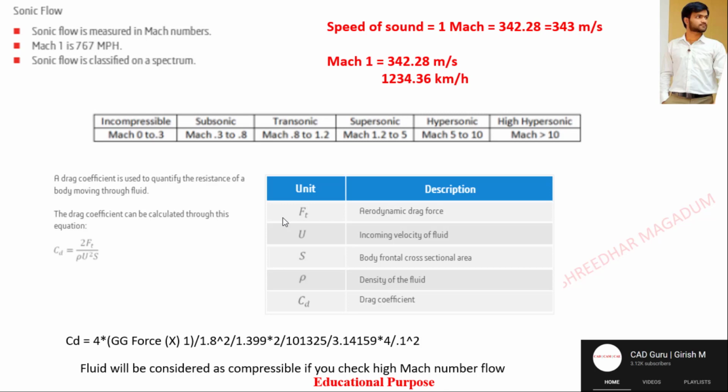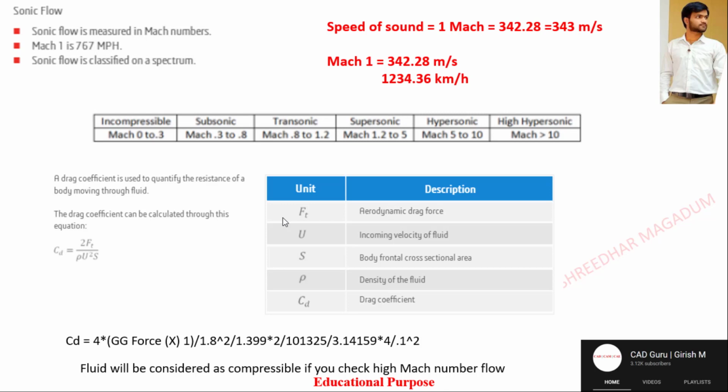Coming to the speed of sound, we already know it is 343 meters per second, that is 1234 kilometers per hour. So I'm weak with conversions. Speed is equal to distance by time, this formula if I use, then I can convert meters per second to kilometers per hour. Remember these things. So speed of sound is equal to 1 Mach. So the flows will be measured in terms of subsonic, transonic, supersonic flow, hypersonic flow, depending upon the Mach number. That is 1 Mach, which is equal to 1234 km per hour.